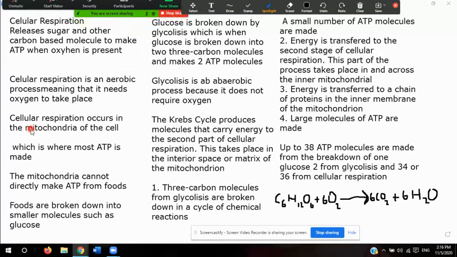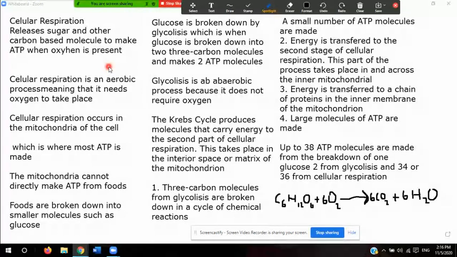If we were going to define cellular respiration, we would define it as the release of sugar and other carbon-based molecules used to make ATP when oxygen is present. So the first thing is that cellular respiration indirectly has to do with breathing, because oxygen must be present. The second thing is that it involves the release of sugar and other carbon-based molecules. Sugar, or glucose to be exact, plays a very important role in cellular respiration.